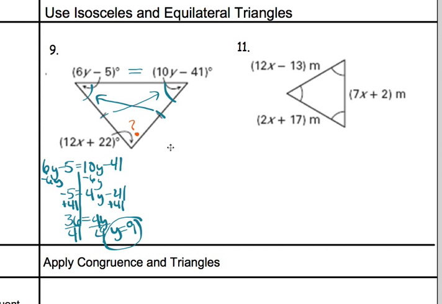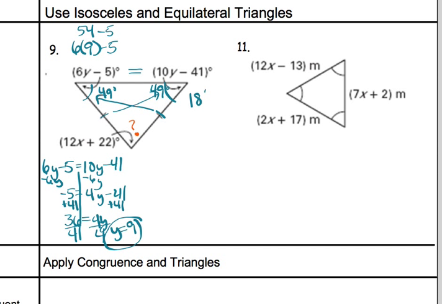So I need to go back up into these problems, and I need to choose an expression to plug into. It really doesn't matter which one you plug into. I'm going to plug into this one because you're subtracting a smaller amount. So plugging in 6 times 9 minus 5, I'm going to figure out what this angle is. So 6 times 9 is 54, minus 5 makes this angle 49 degrees. That makes this angle 49 degrees. And 49 and 49 is 98. So if you add those together, you get 98.